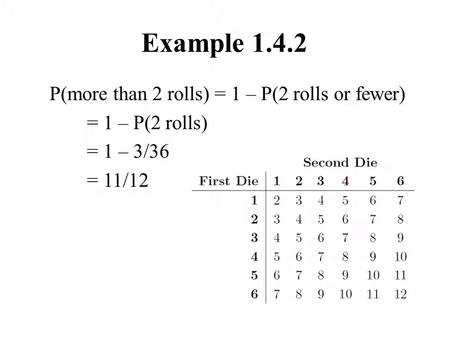And so then we take 1 minus that to get 11 twelfths. And so there we go. There's our final answer. The probability that it's going to take more than two rolls is 11 twelfths. We see that calculating the probability of the complement was relatively simple, much easier than calculating the probability of the original event directly. So this example illustrates the usefulness of complements.